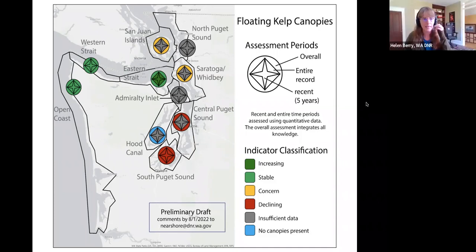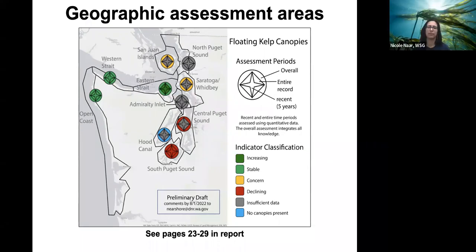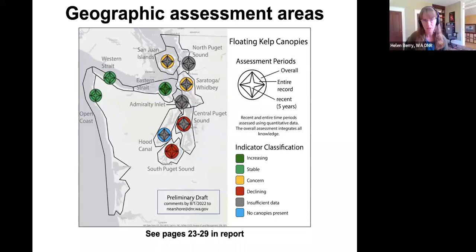So next slide, please. Geographic assessment areas are just simply a term used by the partnership to describe what areas you're making conclusions over. And our starting point was the partnership's study area, which is Puget Sound out to Cape Flattery.